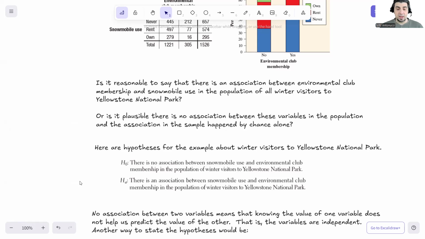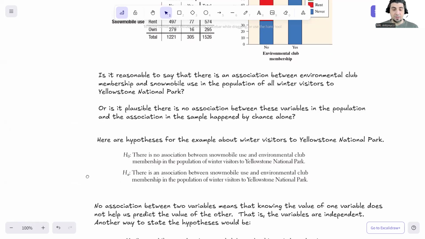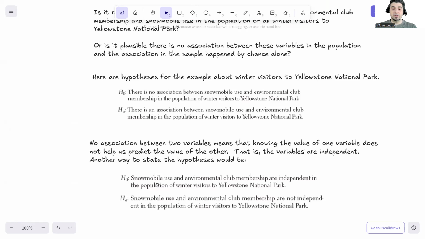So another way to state this hypothesis would be: snowmobile use and environmental club membership are independent for winter visitors to Yellowstone National Park. And the alternative would be stated as snowmobile use and environmental club membership are not independent in the population, and so forth. So notice these are two ways to state the null and alternative hypothesis for the same situation.